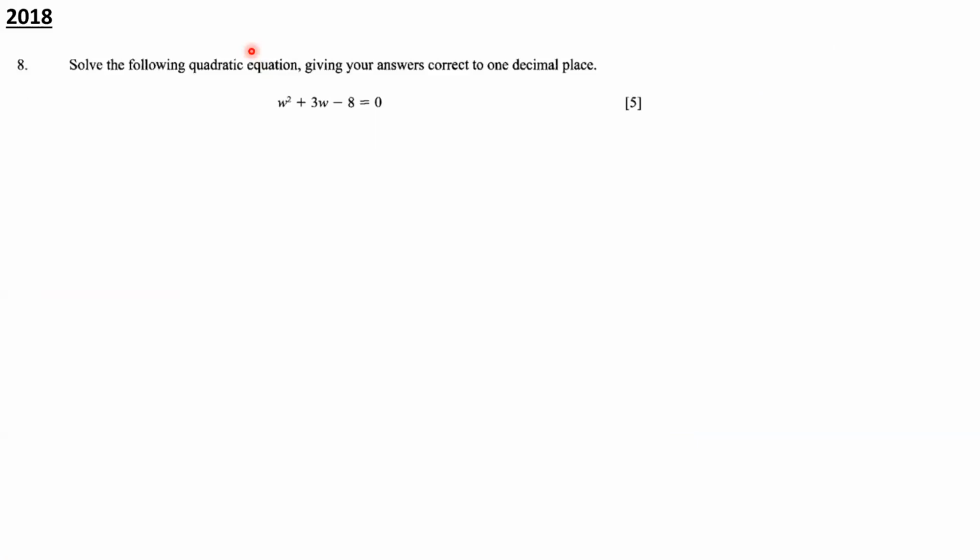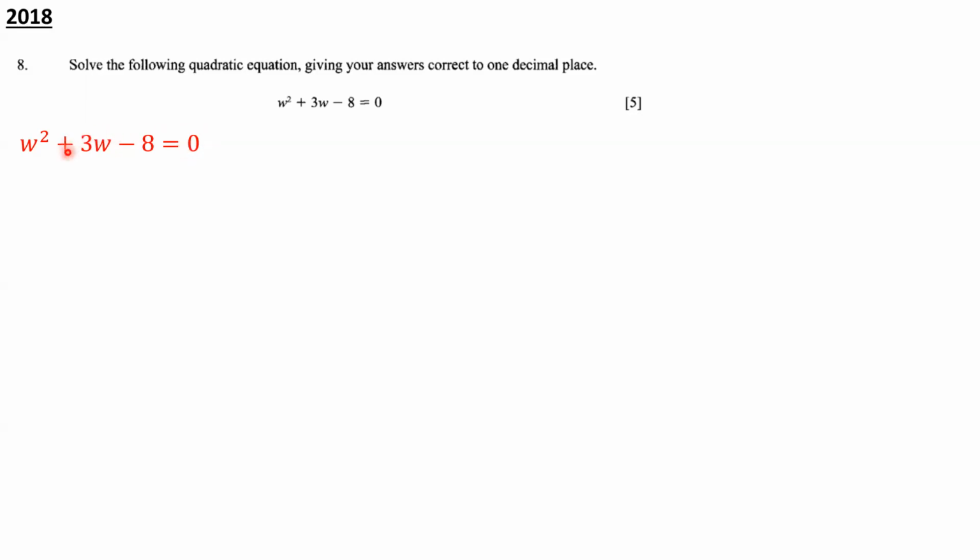Here it says, solve the following quadratic equation, giving your answers correct to 1 decimal place. And so what we have here is a quadratic equation: w squared plus 3w minus 8 equals 0. See, look at that. They changed the letters. So they might use n, they might use x, they might use w, but it's still a quadratic equation, and we still could use the quadratic formula.